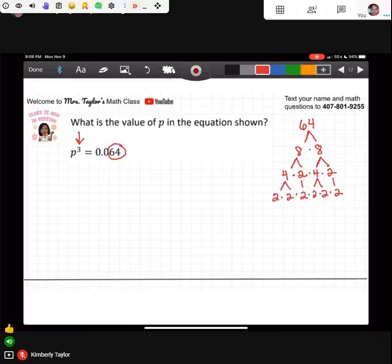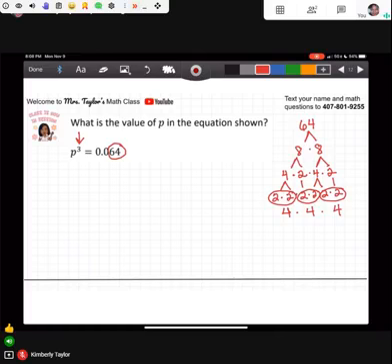Well, at this point, I have 1, 2, 3, 4, 5, 6 twos. But guess what? I can make 3 pairs. I have this pair of 2s, and I have this pair of 2s, and this pair of 2s. And what does 2 times 2 equal? That equals 4. So what one number can I multiply 3 times in order to get 64? That answer is going to be 4.